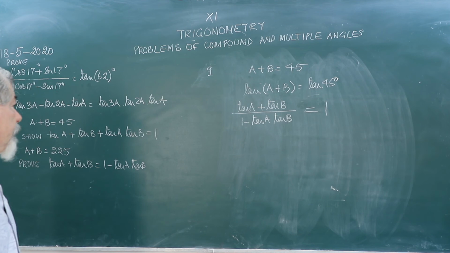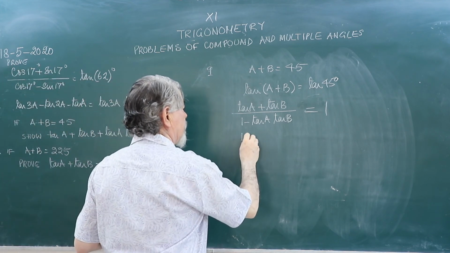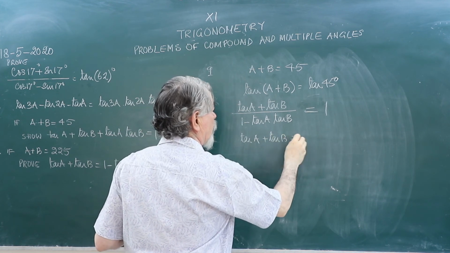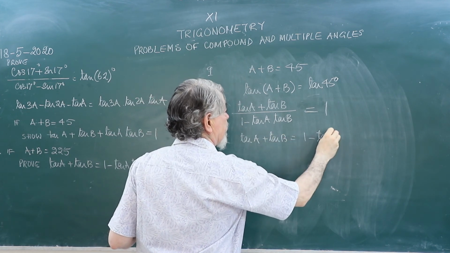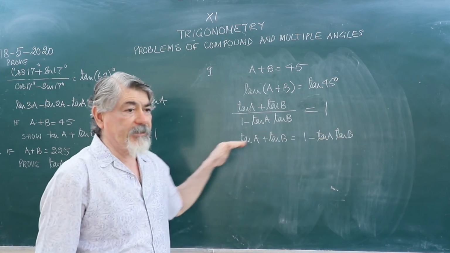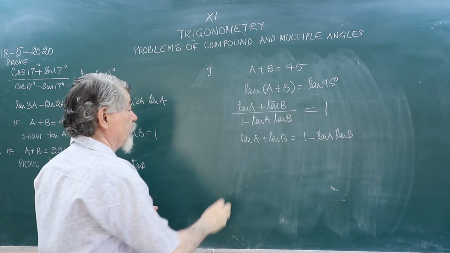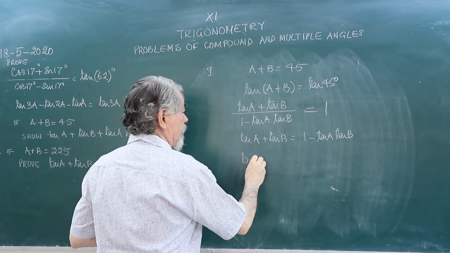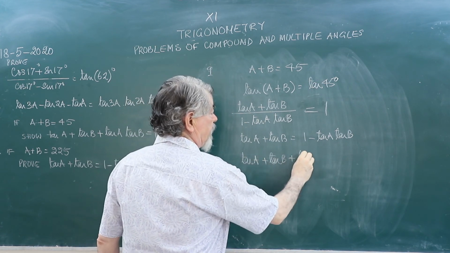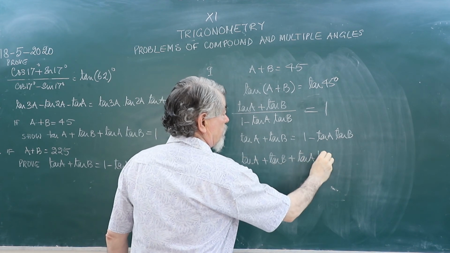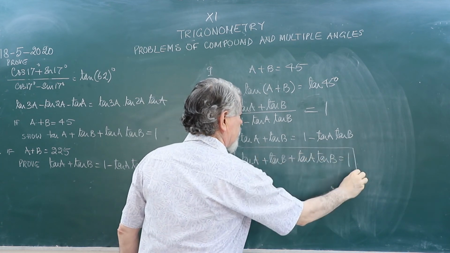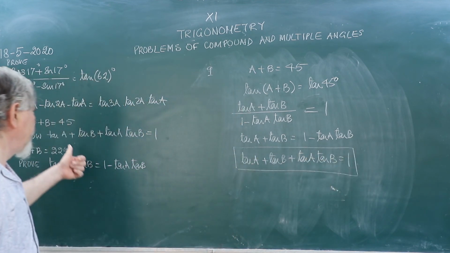Let's cross multiply. We'll get tan a plus tan b equal to 1 minus tan a tan b. Now let us shift tan a tan b to the other side as it is needed in the question. tan a plus tan b plus tan a tan b will become equal to 1. This is what we require.